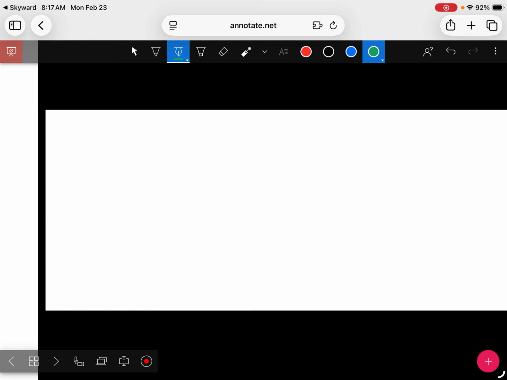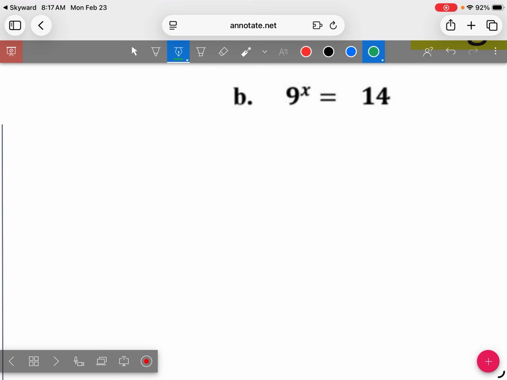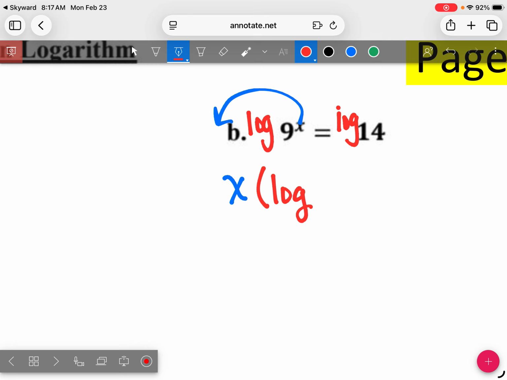All right, let's look at our next one. Oops, I didn't mean to go that far. Let's look at letter B. So it keeps putting up the letters. Yeah, just type log 11. Yeah. So let's go ahead and put our log in for this one. And that's again going to move this to the front. So you're going to have x times the log of 9 equals the log of 14.